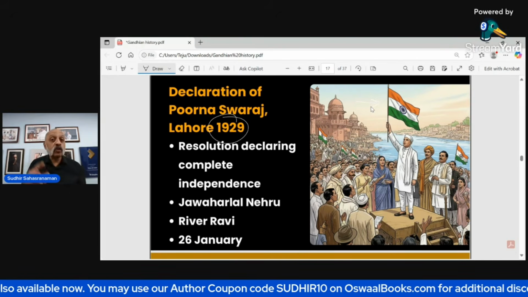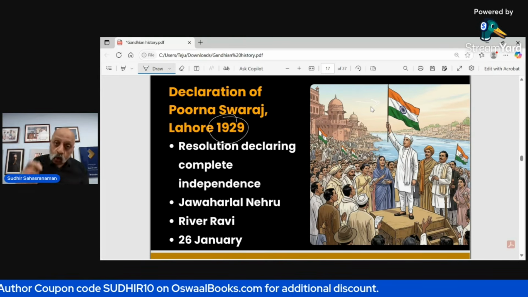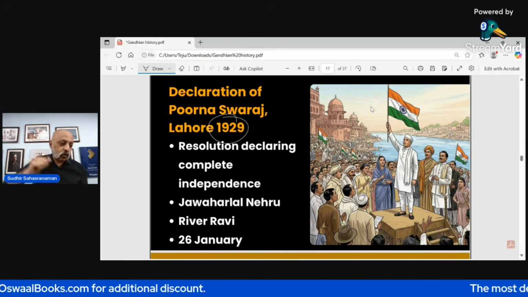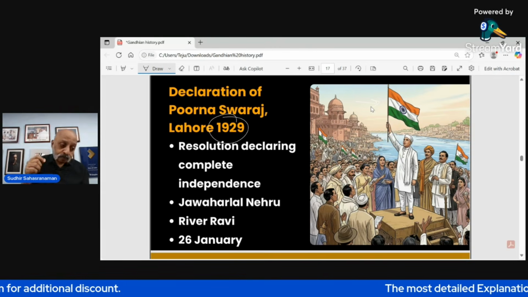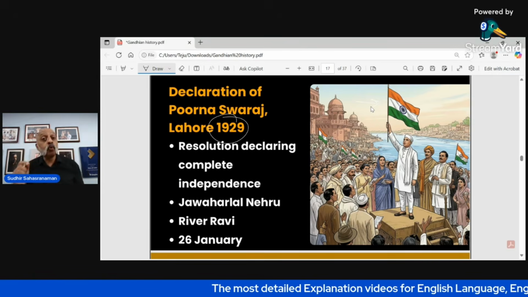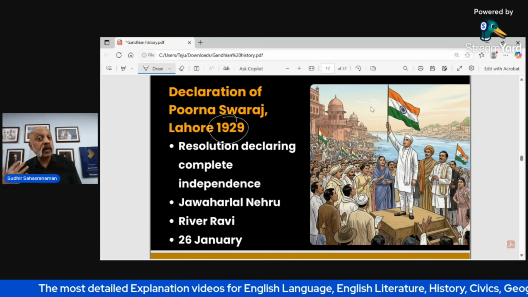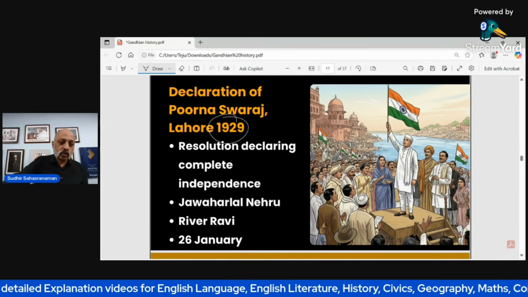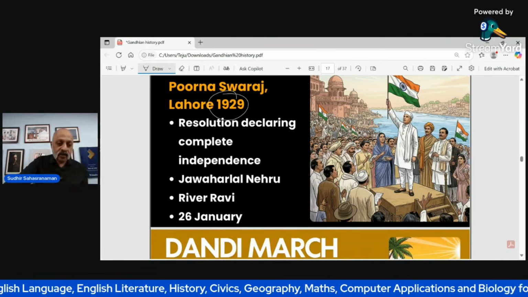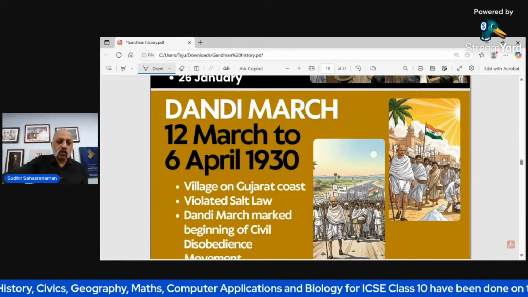Jawaharlal Nehru was the president of the Indian National Congress at the Lahore session. So he hoisted the flag on the banks of River Ravi that you can see behind you, and 26th January was observed as Purna Swaraj Day, as Complete Independence Day. That is what was chosen. This happened in December 1929. And they said 26th January will be celebrated as Purna Swaraj Day.